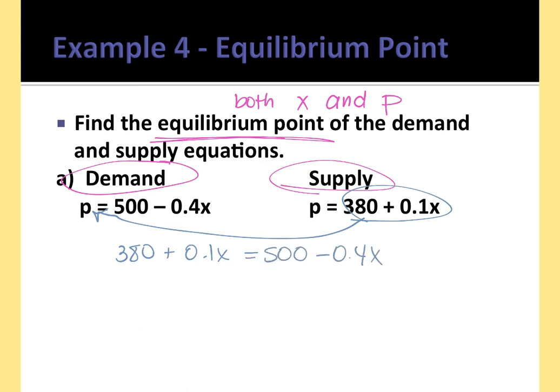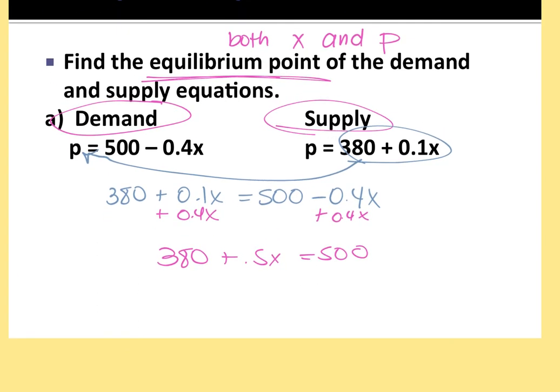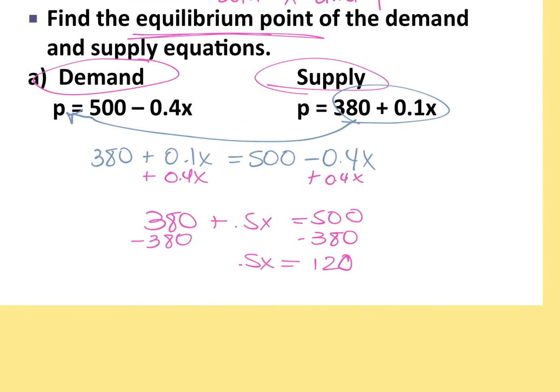If you wanted to do elimination, you could do that too. You just got to line them up. So from here, I would add the 0.4x. 380 plus 0.5x equals 500. Subtract the 380. 0.5x equals 120. And then 120 divided by 0.5 is 240.